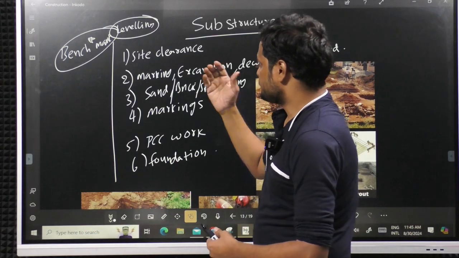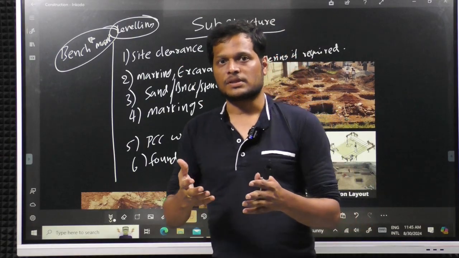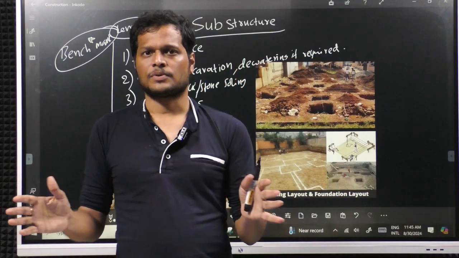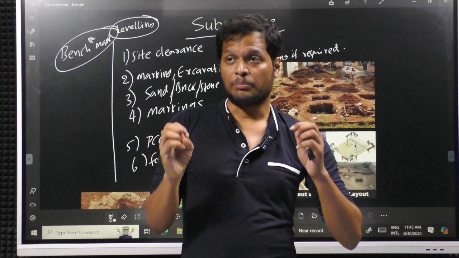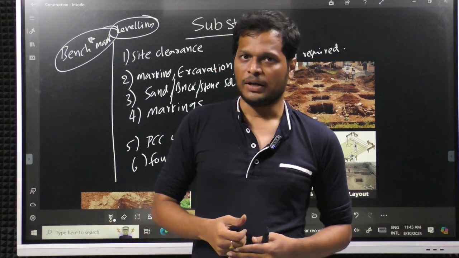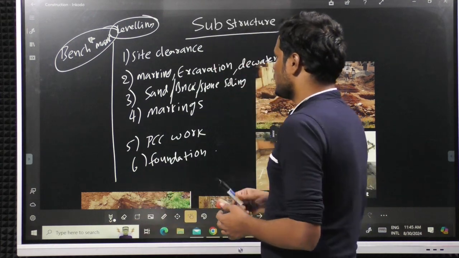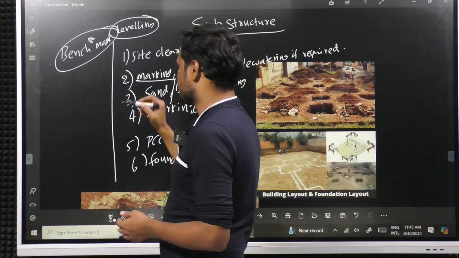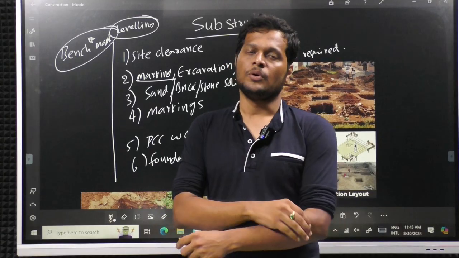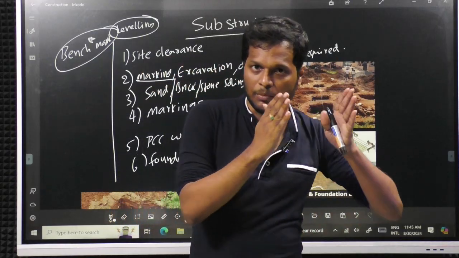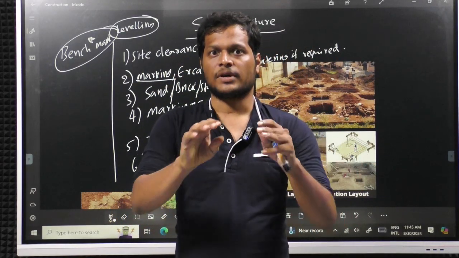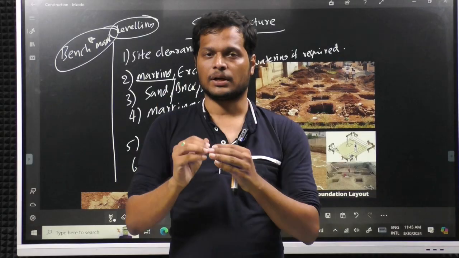Next, coming to execution, the first thing we do is site clearance. Whatever plants, debris, everything we have, we will clear the site initially. Then we will do marking for the foundation. When you have come to execution, the site surveys, drawings, everything will already be ready with you.